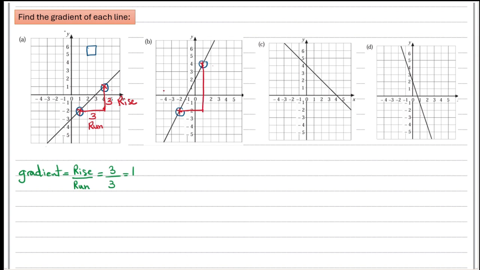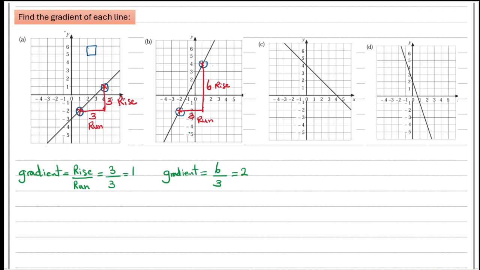Then we measure the rise. That's 1, 2, 3, 4, 5, 6. That's the rise. And we measure the run, which is 1, 2, 3, and that's the run. Remember that the gradient was rise over run. So rise is 6 and run is 3. So we get gradient equals 6 divided by 3, which is 2. So the gradient of this line in part B is 2.